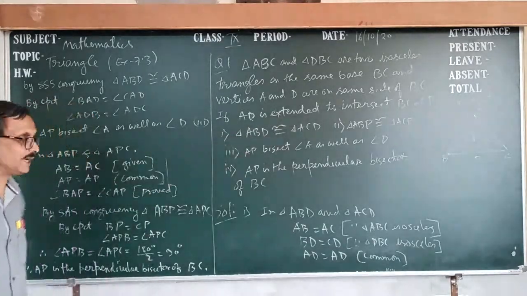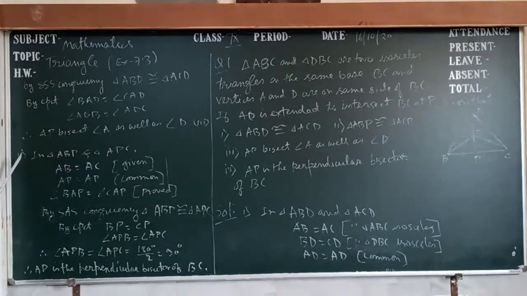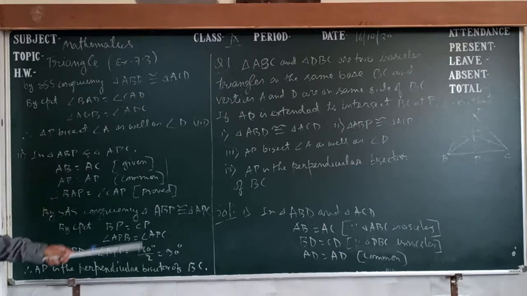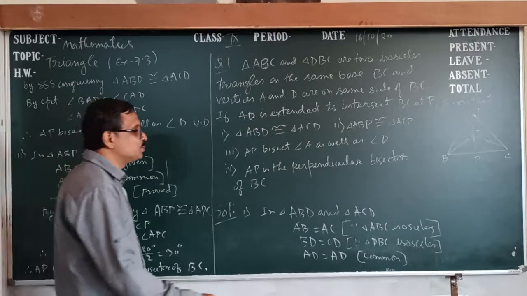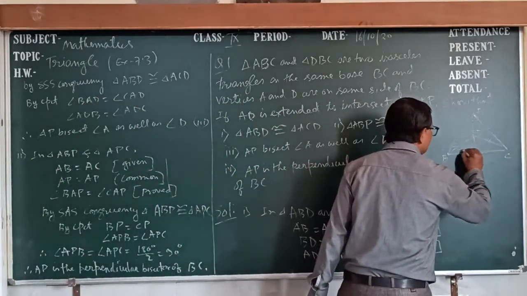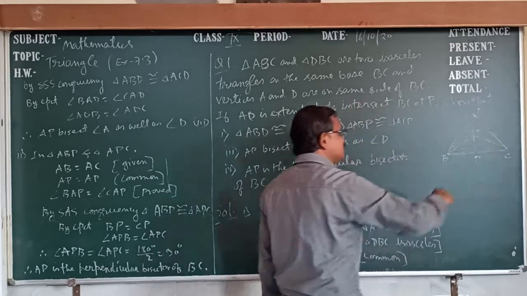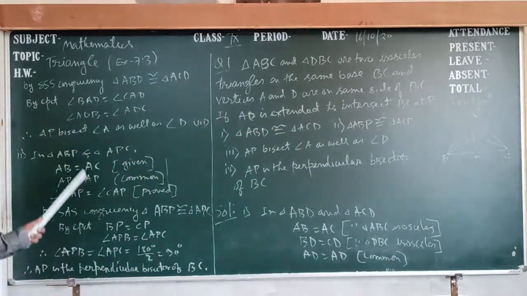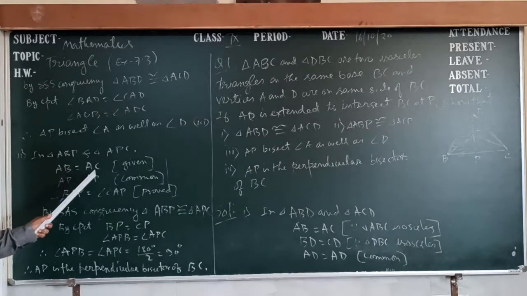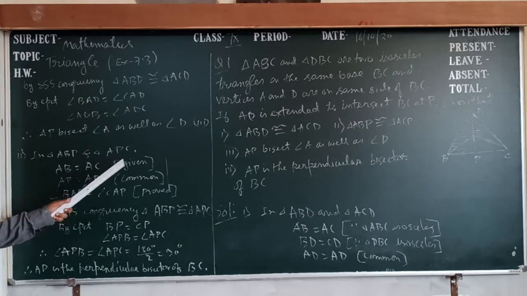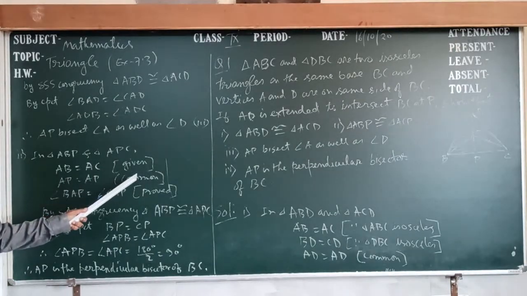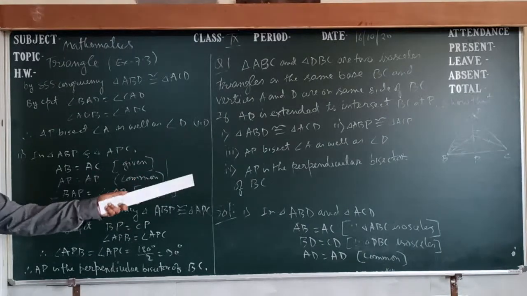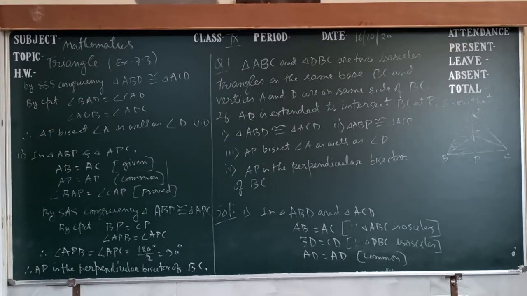Now we come to the second. That's why I have written third here. Second, we have to prove triangle ABP and triangle APC are congruent. In ABP and APC, AB is equal to AC, that is given because ABC is an isosceles triangle. And AP is equal to AP, that is the common side.